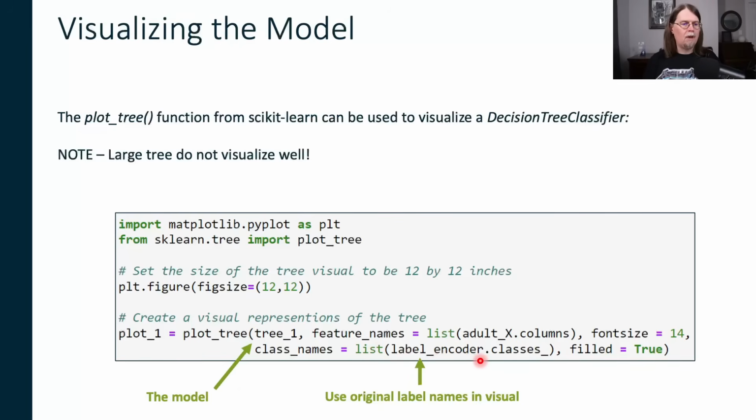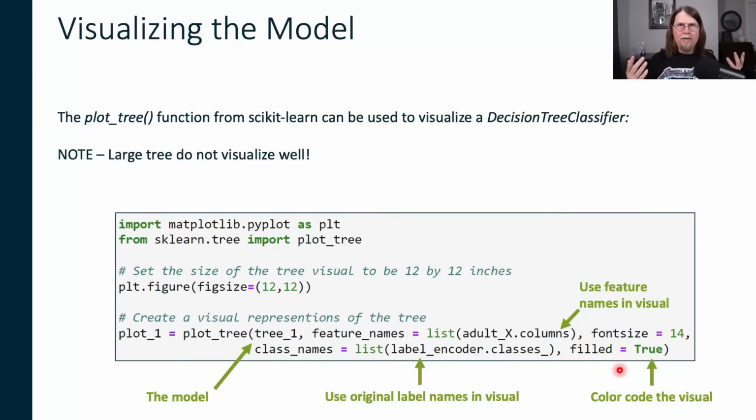Okay. After that, we're going to use the actual feature names. So we grab the column names from our adult_x data frame so that we actually use the feature names as opposed to the feature positions. You almost never want the default here. It's unintelligible. In the next step, we're going to set the font size, which just controls how big the letters are. And then lastly, I'm going to set filled equals true, which color codes the visualization, which becomes super useful.